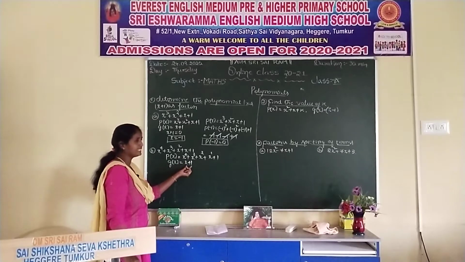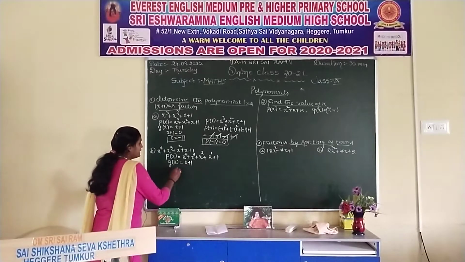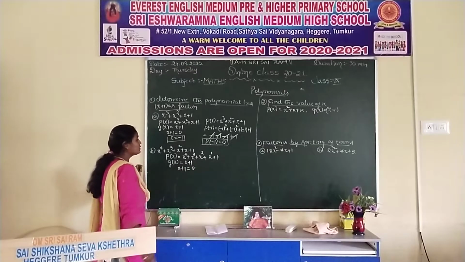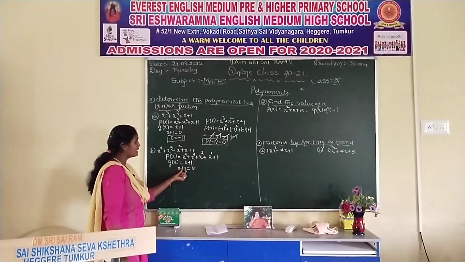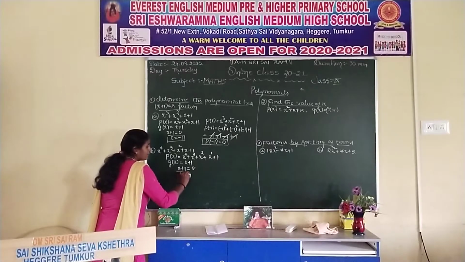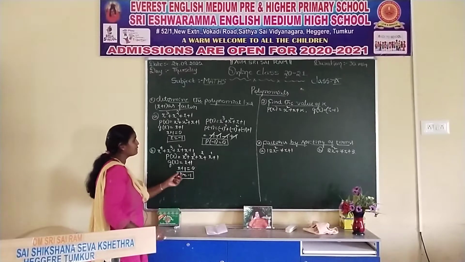Again, g of x is x plus 1. x plus 1 is a binomial term. Again, you should do x plus 1 is equal to 0. So the value of x is minus 1. How did we get minus 1?